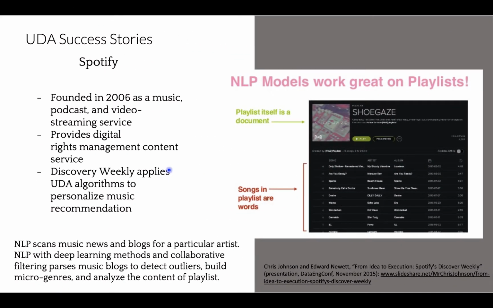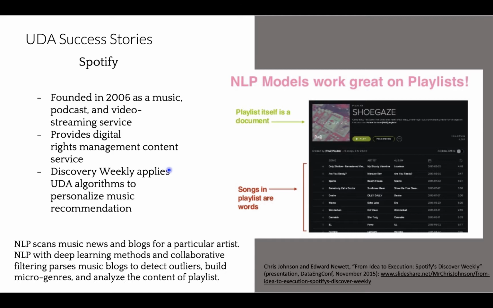Another good success story from a company using UDA techniques is Spotify. Founded in 2006, Spotify is a music, podcast, and video streaming service, which was officially launched in October 2008. The company now provides digital rights management protected content from record labels and media companies. But one of Spotify's great products, powered by UDA algorithms, is Discover Weekly. It is a personalized playlist with music recommendations for its subscribers.